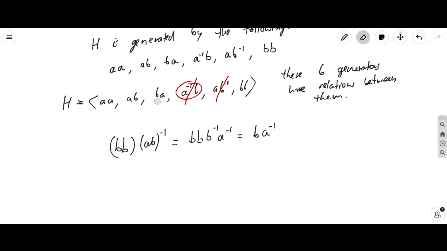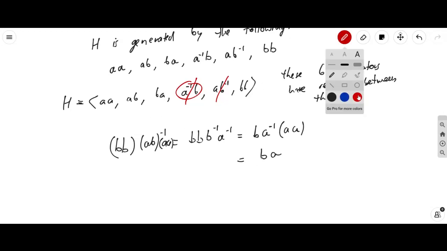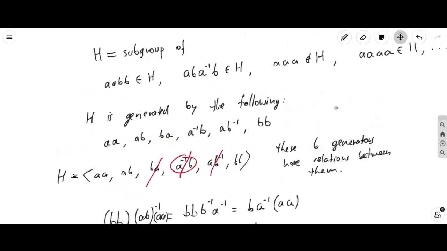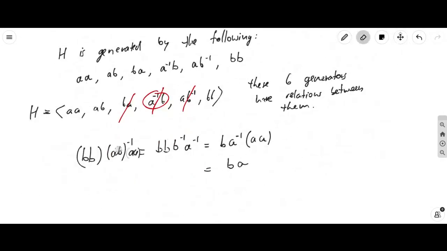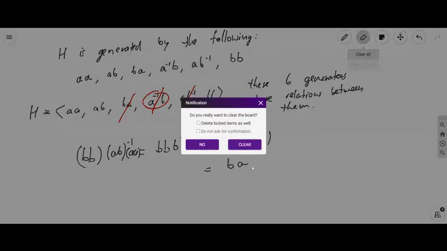But that's not giving you this one. And then if you multiply this by AA again, then you end up getting BA. So there you go, it seems that BA is also redundant, so you can remove it from the list. So it appears we can get rid of three of them and be left with the other three, and maybe there are no relations between them. This example is somewhat simple, but in general, the situation is going to be a lot more complicated.